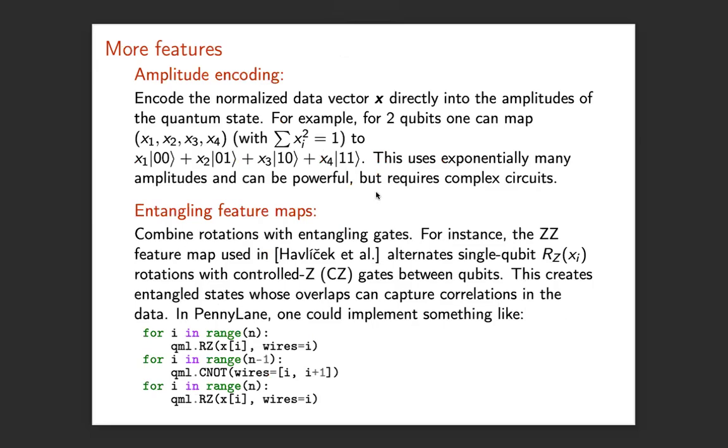So when we then encode the normalized data vector directly into the amplitudes, if you have 2 qubits, you could actually map these states here to a linear combination of this type here. And this uses exponentially many amplitudes and can be powerful, but requires complex circuits. So let's switch back to the Jupyter notebook now and stay with that one for the rest of the lecture, because we also need to discuss some of the codes here.